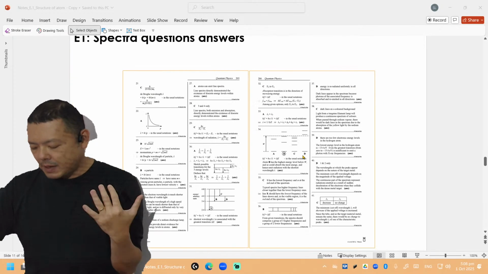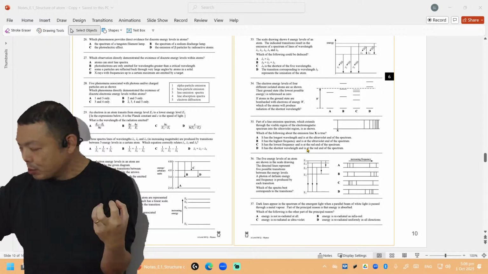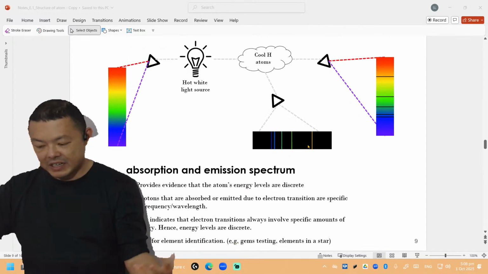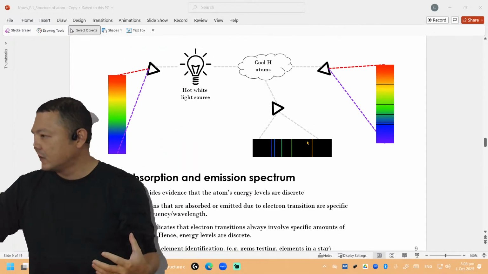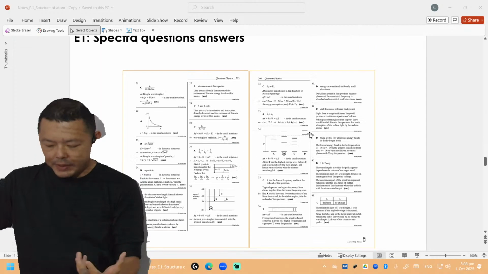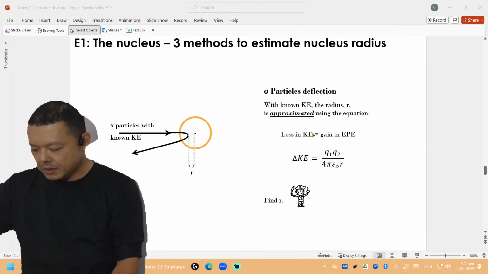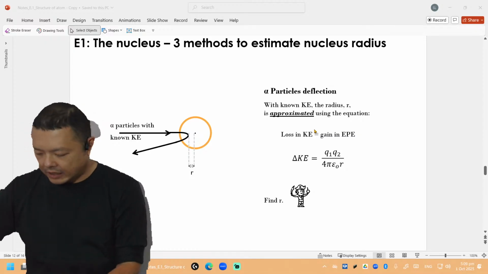So technically speaking, maybe next year I will just make it such that I don't teach the nucleus in E1. I'll just teach it in E3 when we're doing decay. I don't know why they formatted the chapter like that. It's so annoying. Maybe I don't get it. I really don't get it.